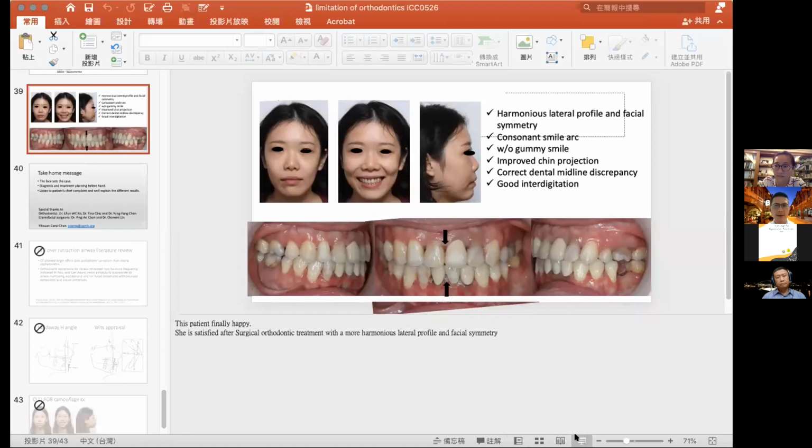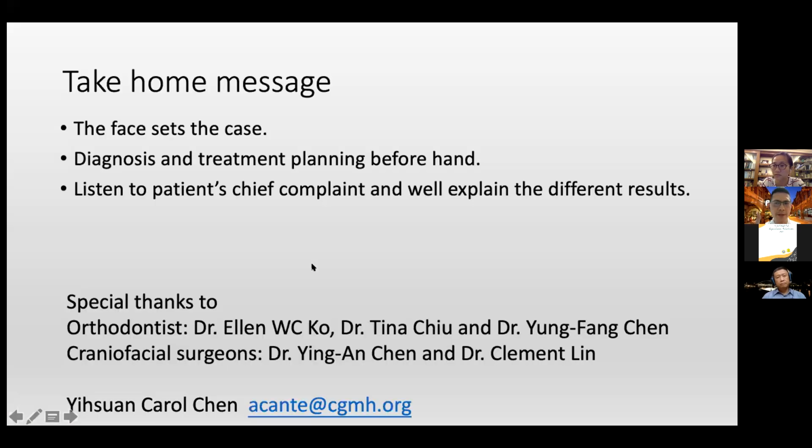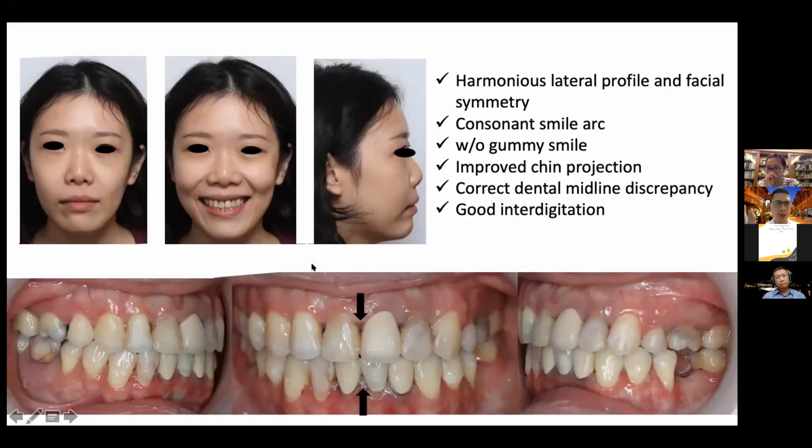Right. And is any differences in terms of the stability between in the two groups, Camouflage and the OGS patient?